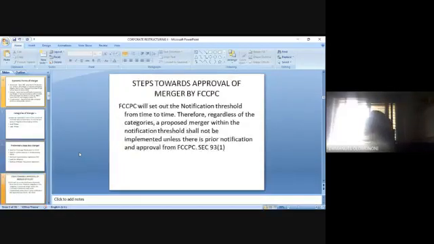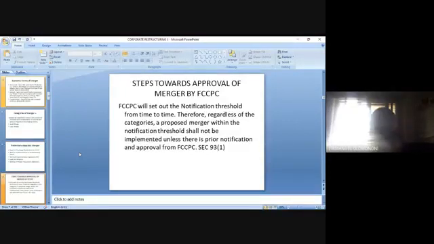All right, what are the steps towards approval? How do the merging entities set out in order to secure approval? FCCPC will set out the notification threshold from time to time, but till now we are not aware of any notification so far. But the position of law currently is that regardless of the category of merger, whether small or large, provided they come within the threshold as stipulated by FCCPC, there is the need for a prior notification to be sent to FCCPC. So regardless of the category, a proposed merger within the notification threshold shall not be implemented unless there is prior notification and approval from FCCPC.